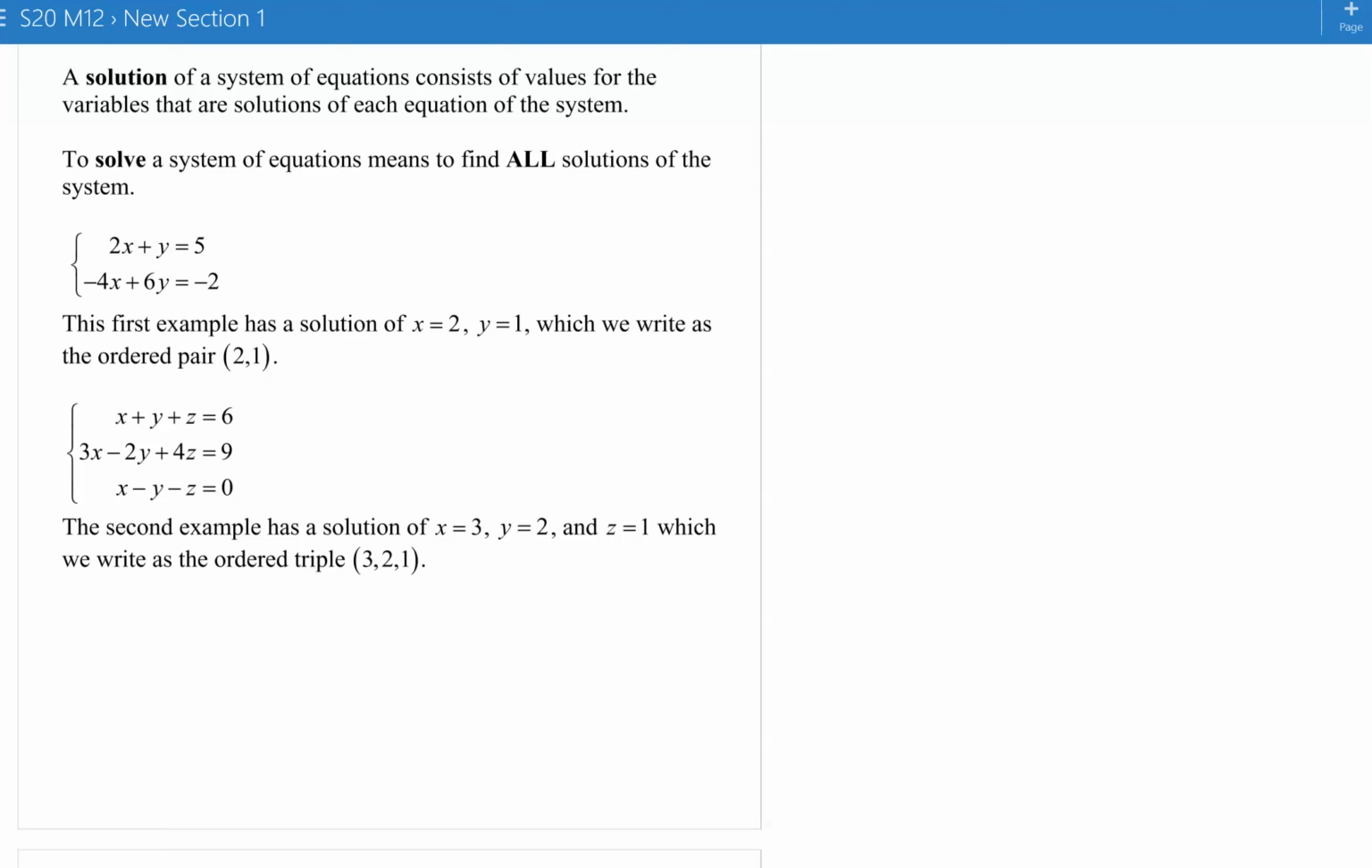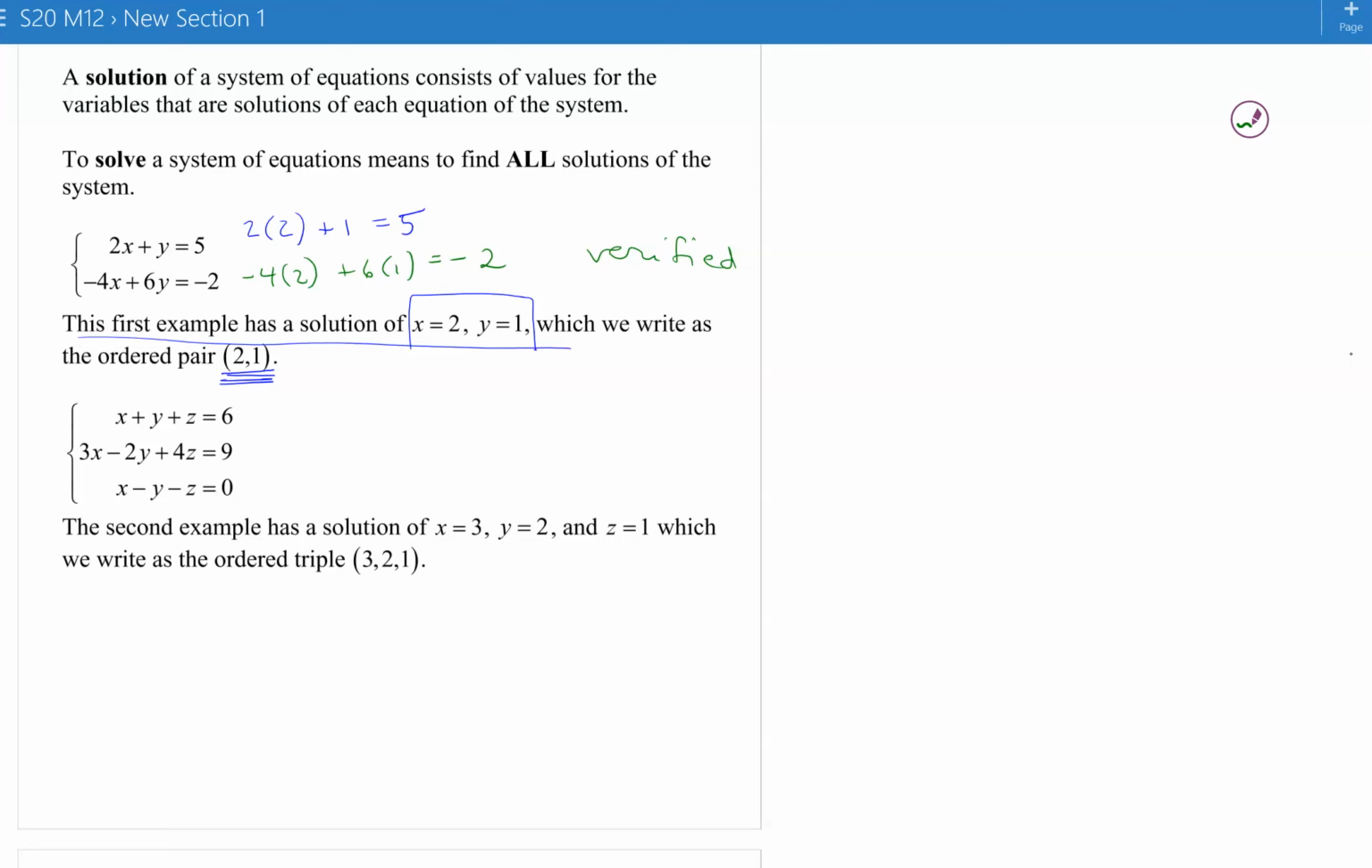So in this first example, there's one solution when x is 2 and y equals 1, and we state that as an ordered pair 2, 1. So we need to check and make sure that is actually a solution. So we have 2 times the x, which is 2, plus the y, which is 1, and that does equal 5. And then we have negative 4 times the 2 for the x plus 6 times the 1 for the y, and that equals negative 2. So we have verified that 2, 1 is the solution.